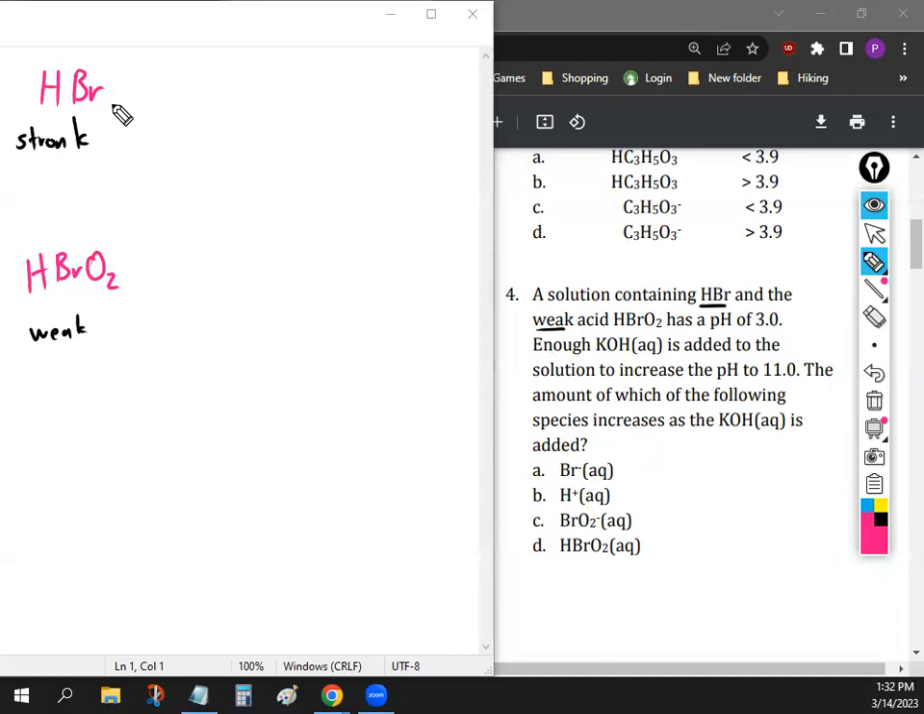Okay, so in the problem it says that they add enough KOH in order to increase the pH to 11, right? So if the pH is 11, what type of solution is it: acidic, basic, or neutral? Basic. So basic.